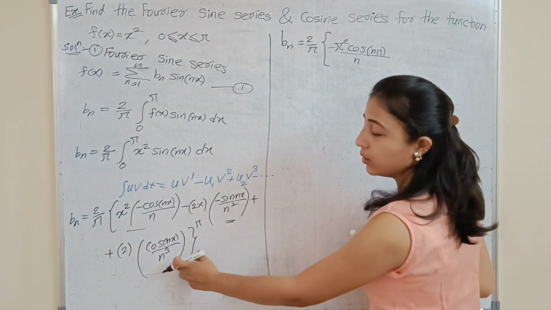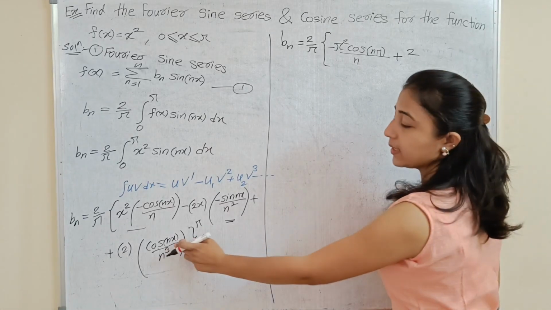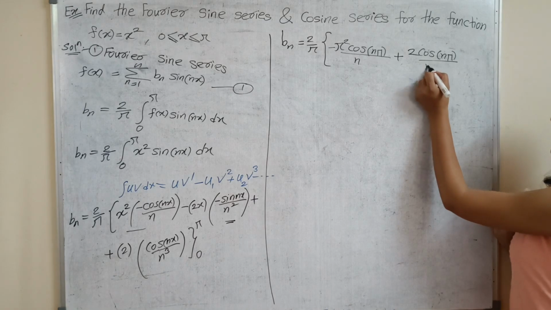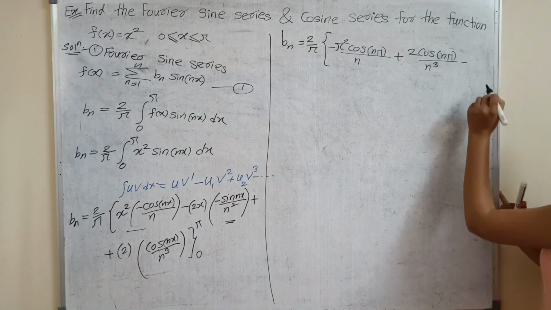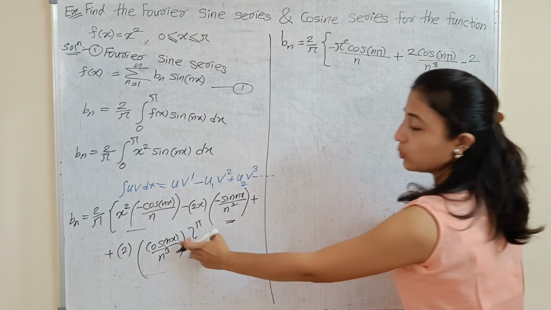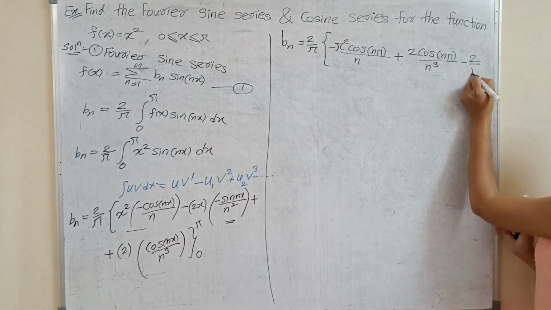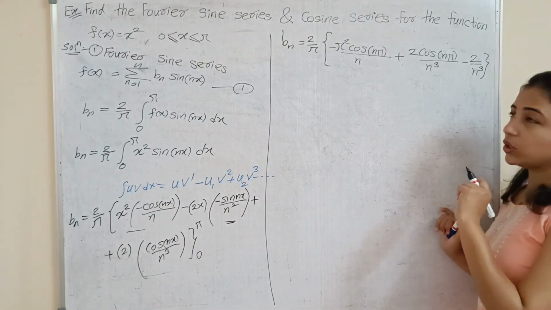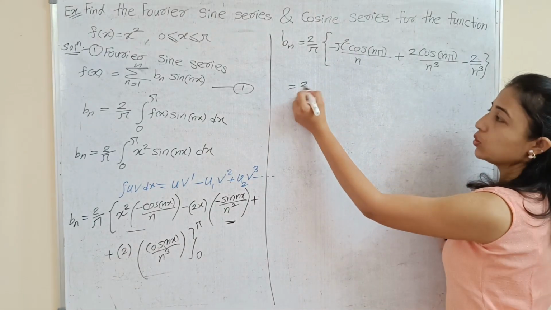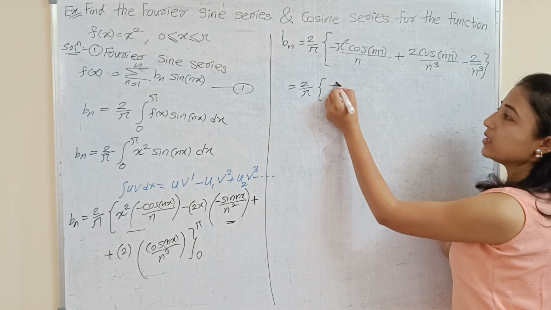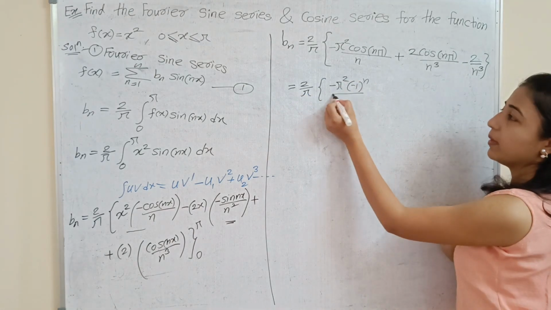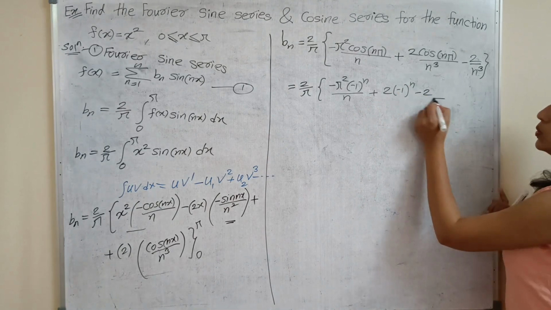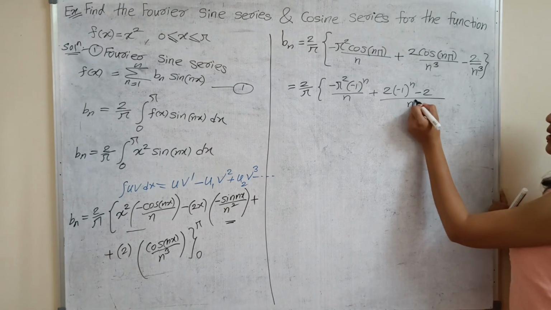Now put the upper limit here, 2 constant as it is. Here x equals pi, so cos n pi divided by n cube, minus lower limit, so it is 2, cos of 0 is 1, so 2 by n cube. Simplify this term. Cos of n pi we can write as minus 1 raised to the power n. And so here it is 2 by pi, this is minus pi square minus 1 raised to the power n by n, plus 2 minus 1 raised to the power n minus 2, divided by, here it is a common denominator, n cube.